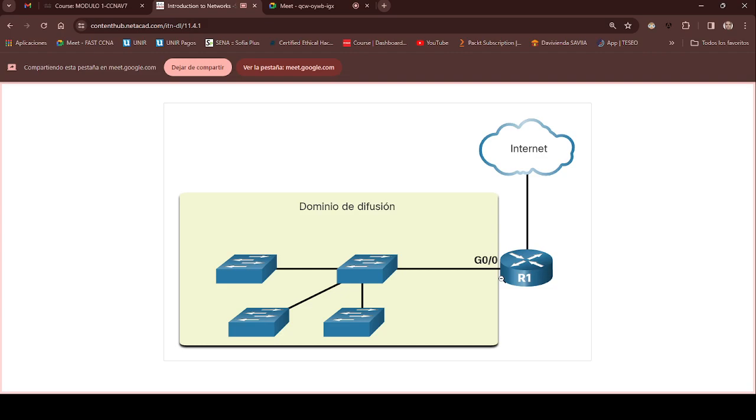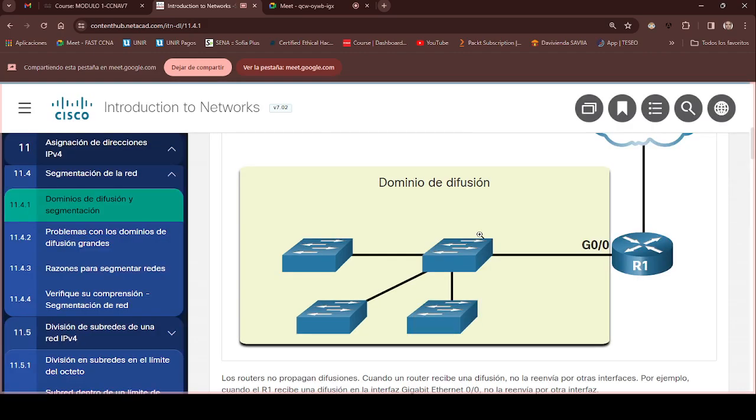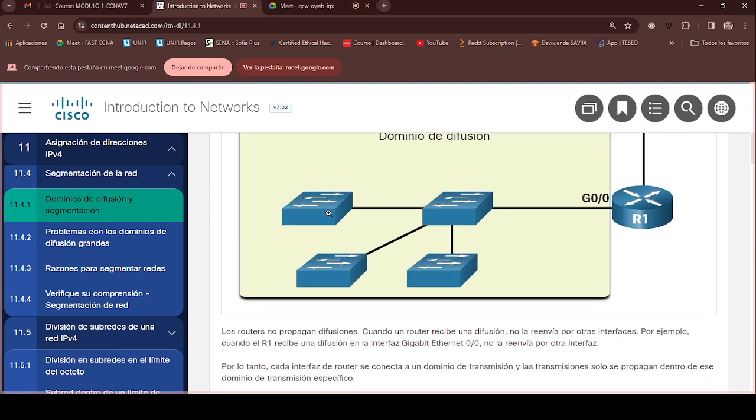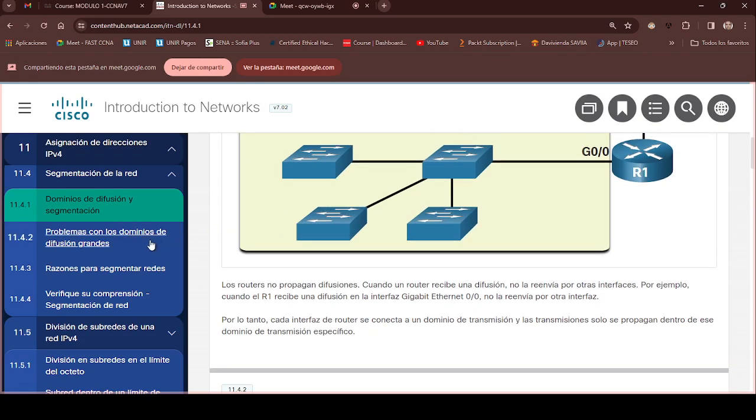Pero el router uno, por configuración, por principio inicial, no replica los broadcasts. Entonces, por eso podemos decir que nuestro dominio de difusión abarca hasta donde encontramos un router. Ahí limitamos nuestros dominios de difusión.